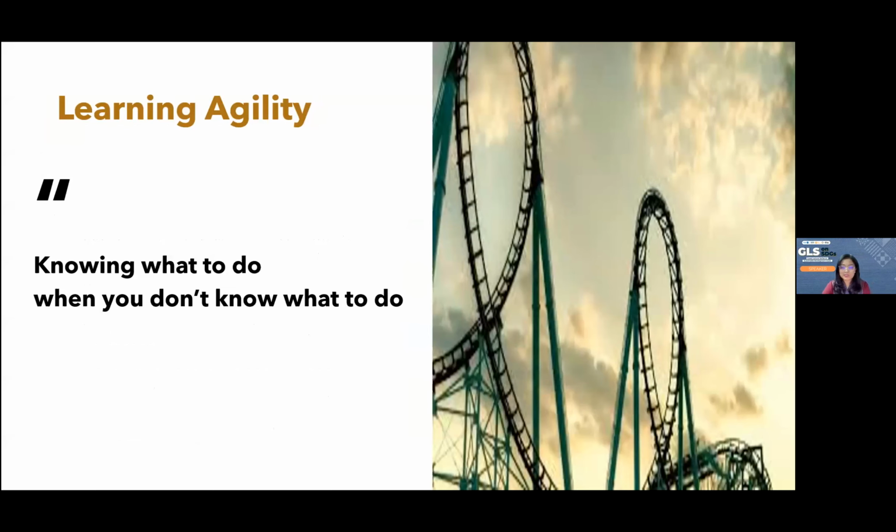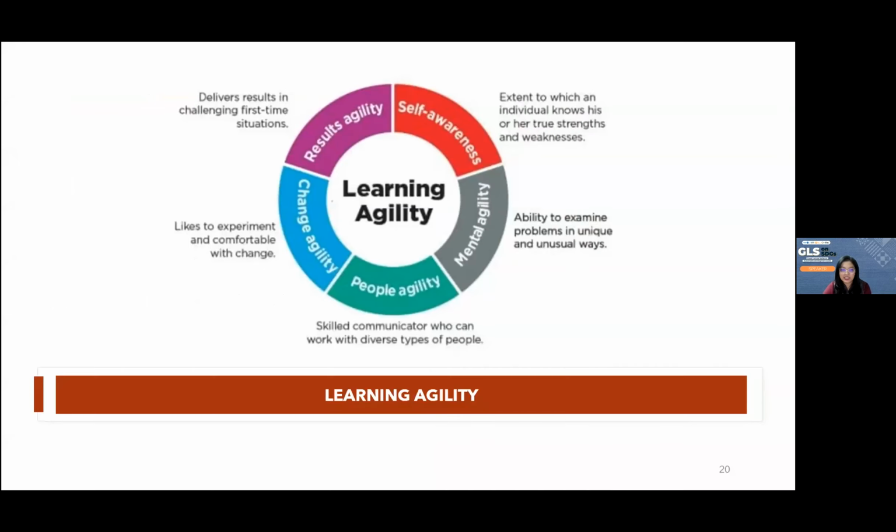And in this pandemic situation, people expect us to have learning agility. You need to know what to do when you don't know what to do, because this is a very new situation and no one has had experience facing this kind of new situation. So you need to know what to do when you don't know what to do. Don't panic, stay calm. I think that's a very interesting situation that we face in this era, because everyone expects us to have learning agility.